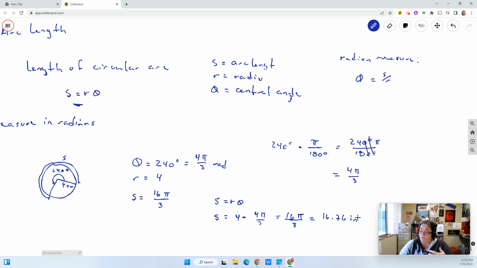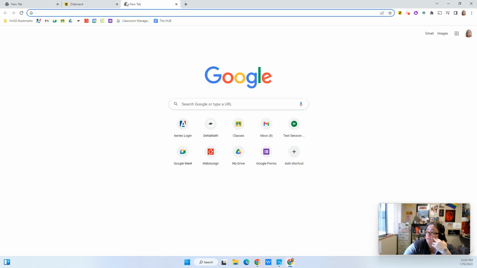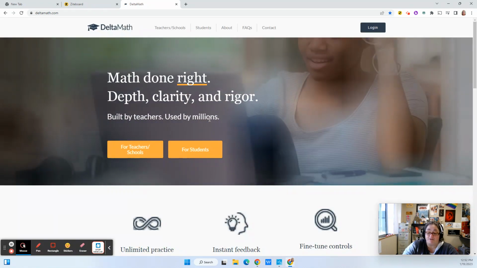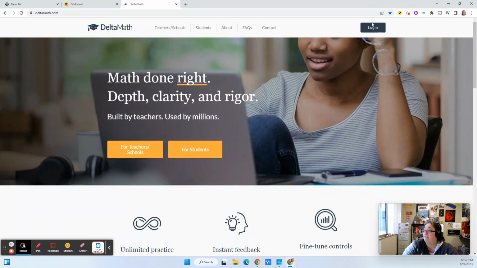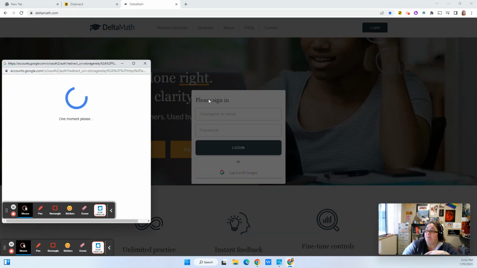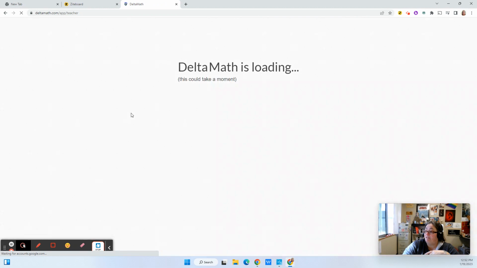Sometimes you're going to be asked for it in different methods. So what I wanted to do with you guys really quickly before I let you go is to open this up in Delta Math, because there's some actual samples that I can use in Delta Math, even though your assignment is in WebAssign.